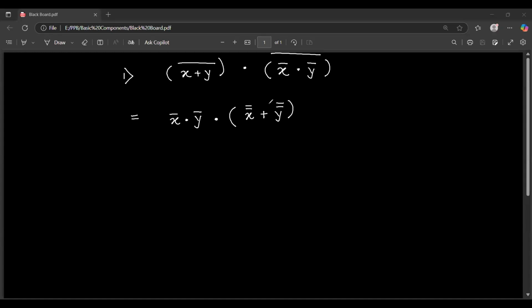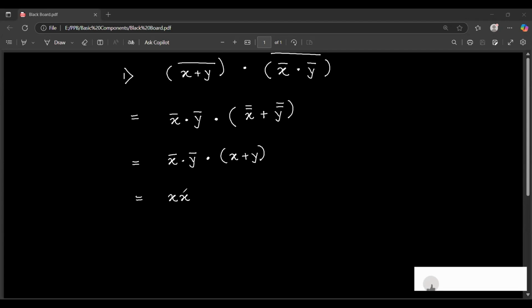Now I can remove the double complements, or double bars, so that I will get x bar dot y bar dot x plus y. So this is what we have. Here you can remove the brackets. I mean, you can apply the distributive law and find the answer. So you will get x bar y bar plus x bar y bar.